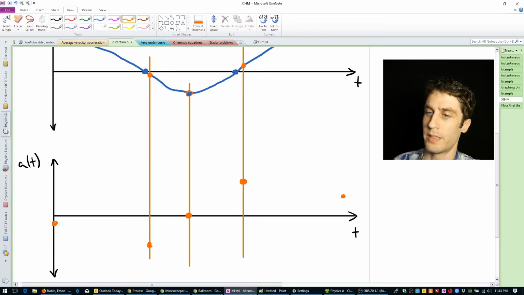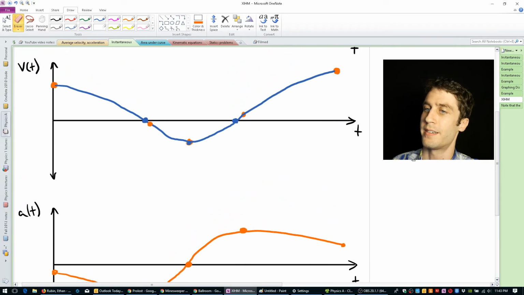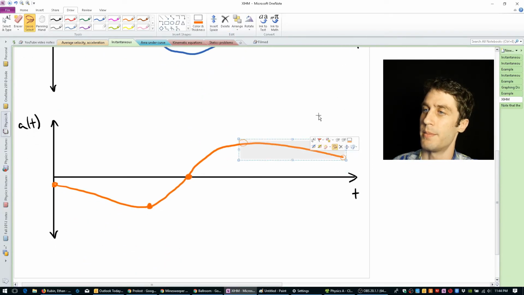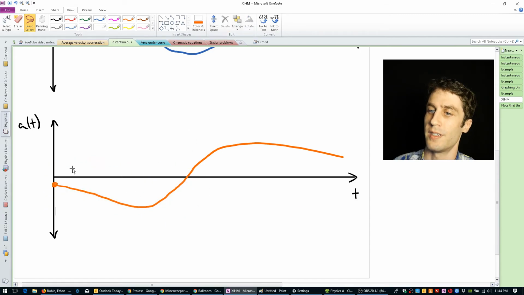And so again, we just connect this with a smooth curve, and it maybe looks something like this. And that's it. This completes our graph of acceleration versus time. And so all we did was we started with a graph of displacement versus time, and we found velocity versus time using the slope of the tangent line, and then we found the acceleration as a function of time using the slope of the tangent line. Let me zoom out a little bit. So I finished deleting these extra points.